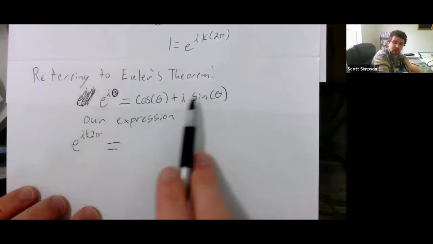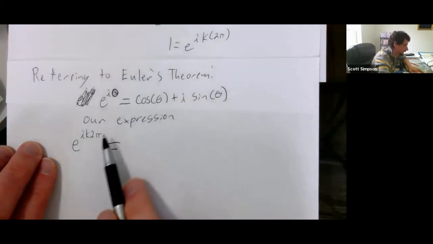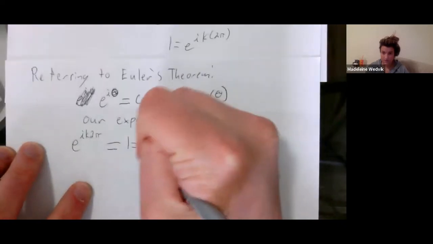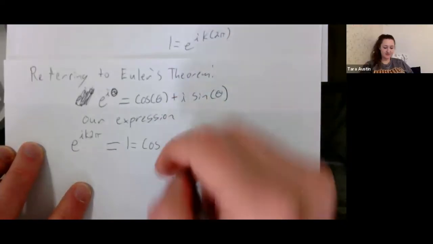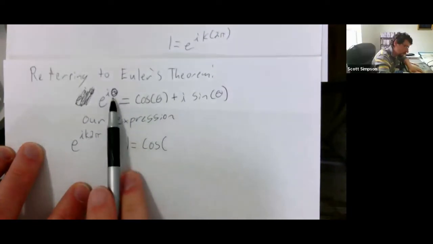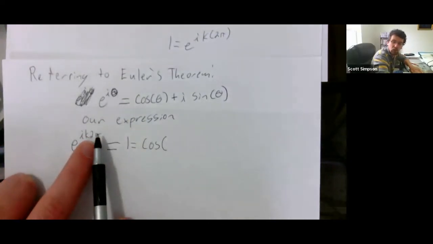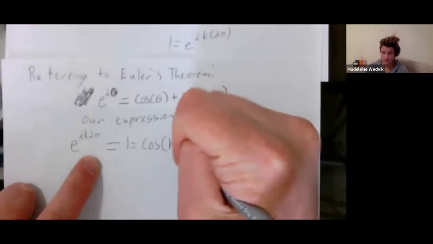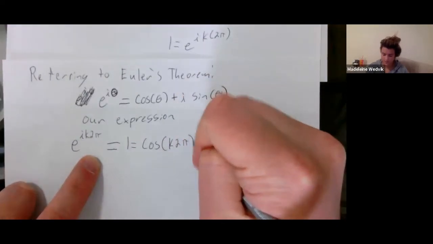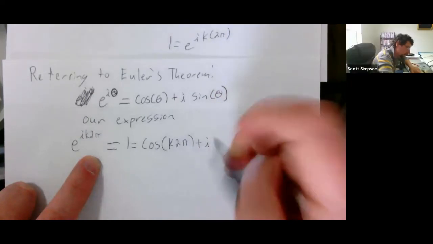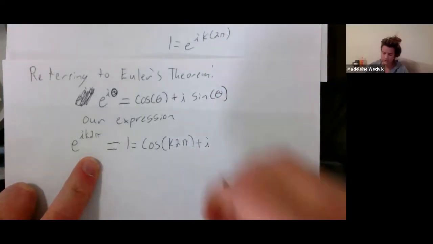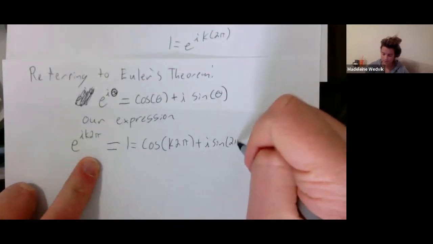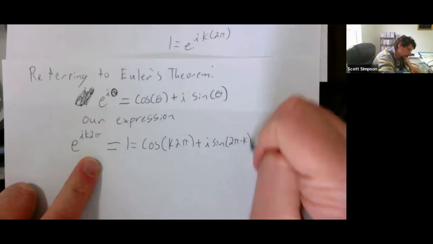Using this Euler's theorem, how are we going to express this? Well, it's going to be cosine of theta plus i sine of theta. So in our case, in this equation, what is our theta? 2 pi k. Yeah. So we have cosine of 2 pi k plus i, what else do we got? Plus sine of 2 pi k. I'm going to write it this way.